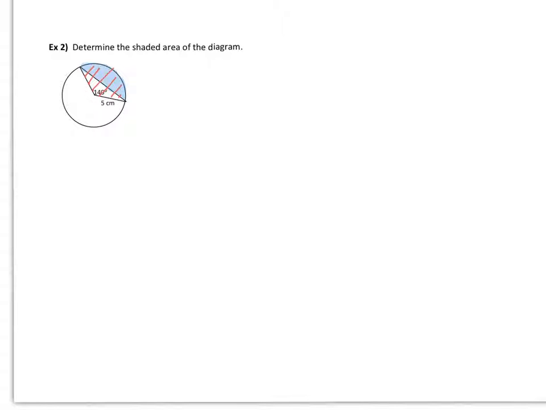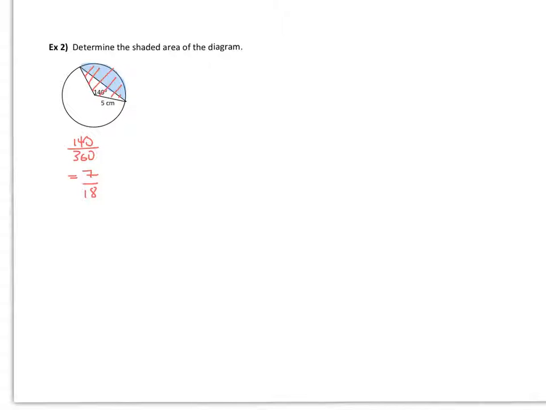So my central angle is 140 degrees, so I'm finding 140 out of the 360 degrees. So this is the fraction of that sector. 140 out of 360 in lowest terms is 7/18. So we're really looking at 7/18 of the circle, a little less than half.